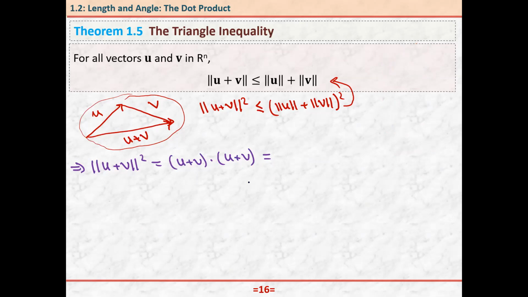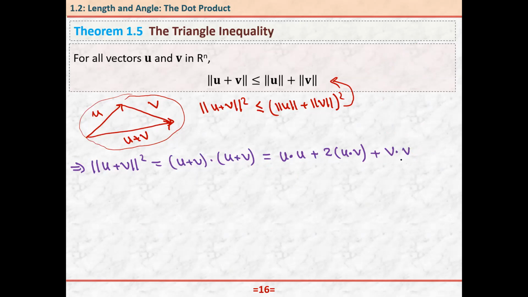And if you remember, how did we expand this? That's just equal to U dot U plus 2 times U dot V. These are vectors, don't forget. And here we have V times V, that is V dot V. It's very similar to a perfect square.